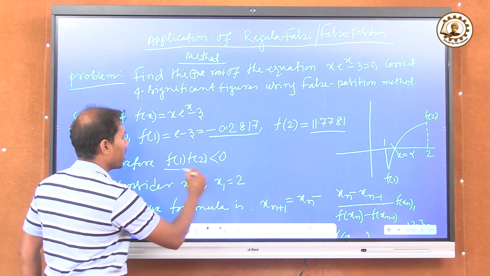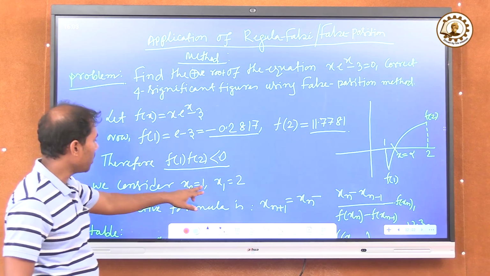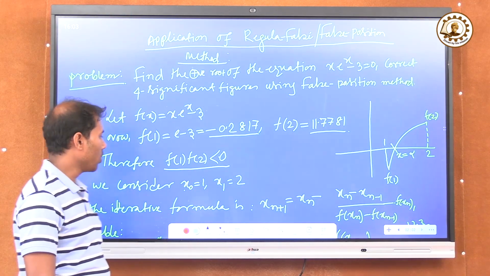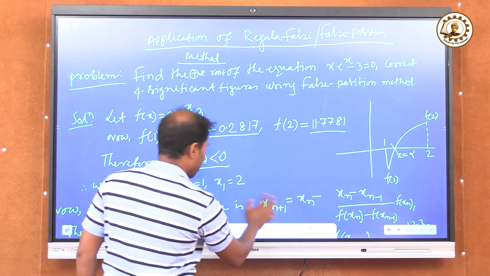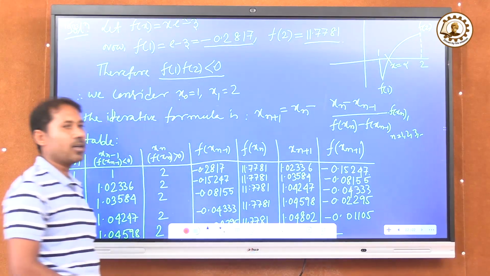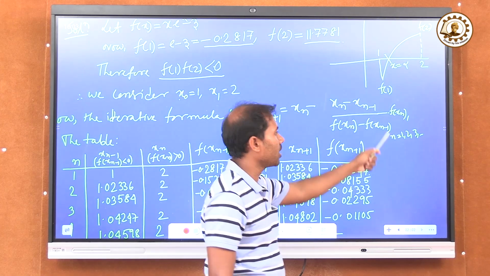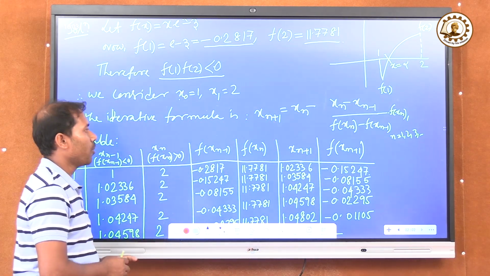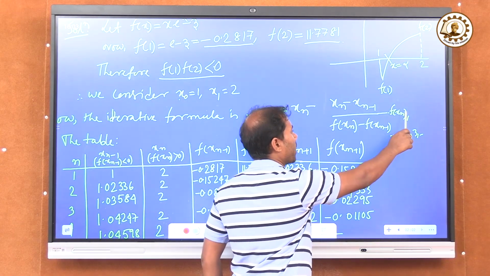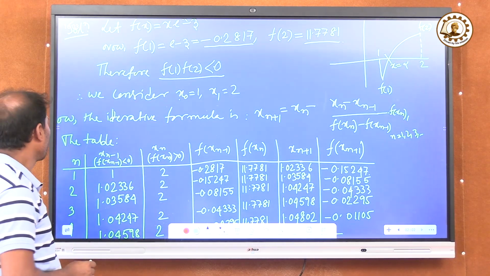We have to find this root using the false position method, or Regula Falsi method. So f(1) is negative and f(2) is positive, so we consider x0 = 1 and x1 = 2. And the false position iterative method is x_{n+1} = x_n - (x_n - x_{n-1}) / (f(x_n) - f(x_{n-1})) * f(x_n), where n = 1, 2, 3, 4, and so on.